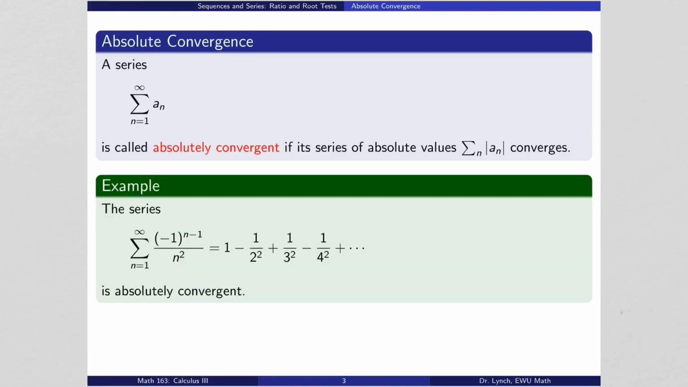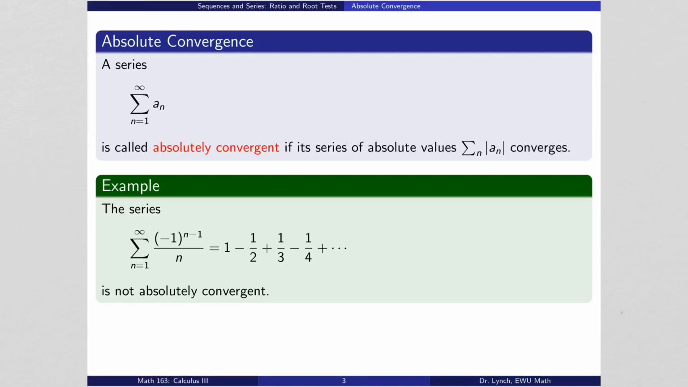Here's the first one. This series, n equals 1 to infinity of (-1)^(n-1) divided by n squared, is absolutely convergent. Okay, and again, to see this, we'll just have a look at the series of positive terms. And here we see that the series of absolute values is a p-series with p equals 2. It's convergent, so we say that the original series is absolutely convergent.